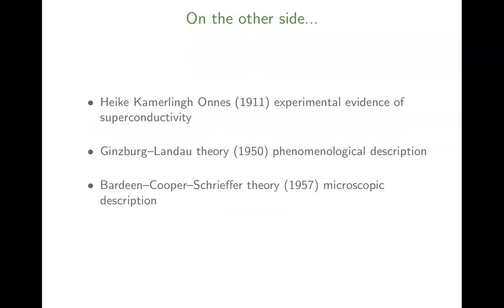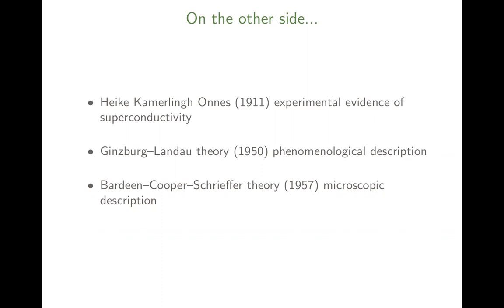On a parallel side, the theory of superconductivity was developed almost in the same years. The first discovery of a superconductor dates back to 1911 from the Dutch physicist Onnes. And then the first phenomenological explanation dates back to 1950, where the Ginzburg-Landau theory was provided. But the first real microscopic explanation was provided in 1957 by Bardeen, Cooper, and Schrieffer.